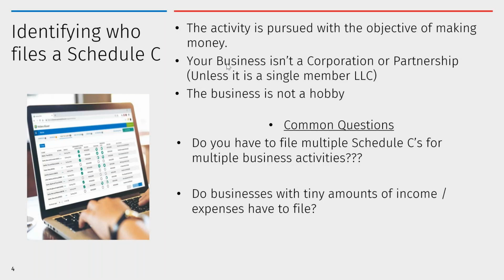Excuse me there. Now, a couple of common questions that I get are, do you have to file multiple Schedule Cs if there are multiple business activities? And do businesses with a tiny amount of income and expenses have to file? Well, to answer the first question on multiple Schedule Cs, if they have a business that is making money through a few different ways, let's say they have some rent, they're offering some services, maybe they're selling a few things here and there, but it's all under the same umbrella of that business, you're only going to have to file one Schedule C.